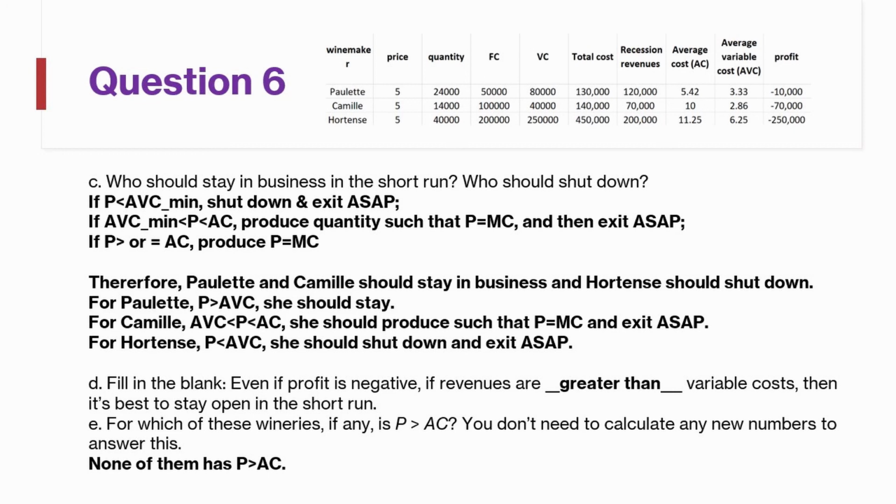For D, we said that even if profit is negative, as we see in this case, if revenues are greater than variable costs, then it is best to stay open in the short run. For E, we want to see which of these wineries has a price that's larger than average cost. Since the price is universally €5, and we see their average cost is 5.42, 10, and 11.25, we see that none of them has a price which is bigger than average cost.